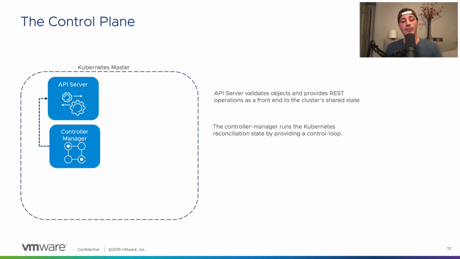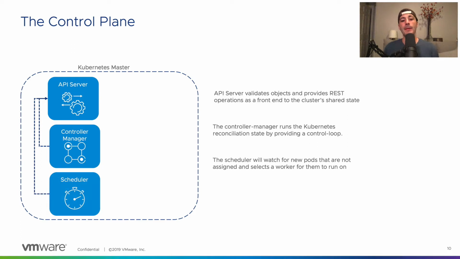So that's where the controller manager comes in. Next is the scheduler. As you can imagine, what this does is it looks at what available resources are out there, and it will say, I can now deploy new pods, and I can watch for new pods that are not assigned. I can select those workers to run from them as well.